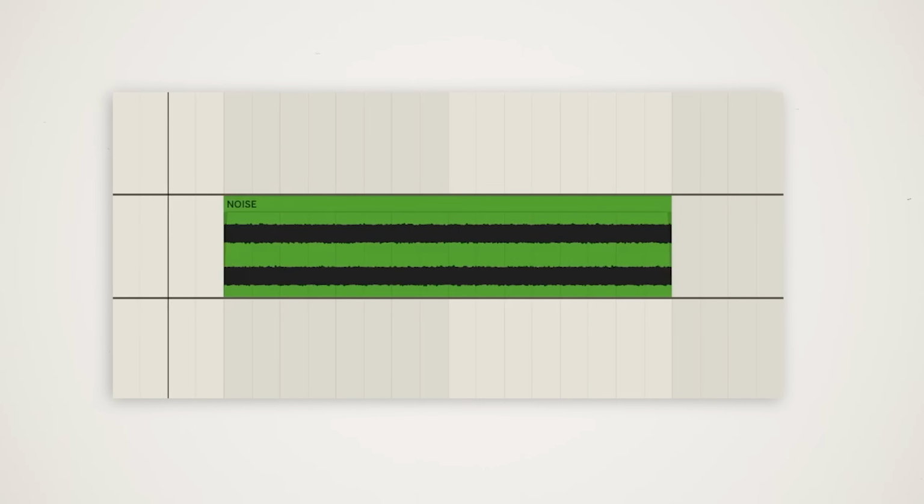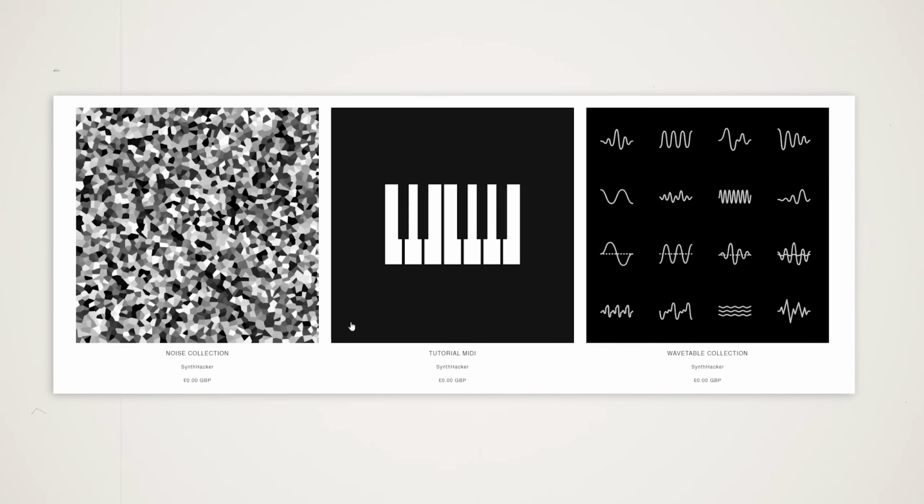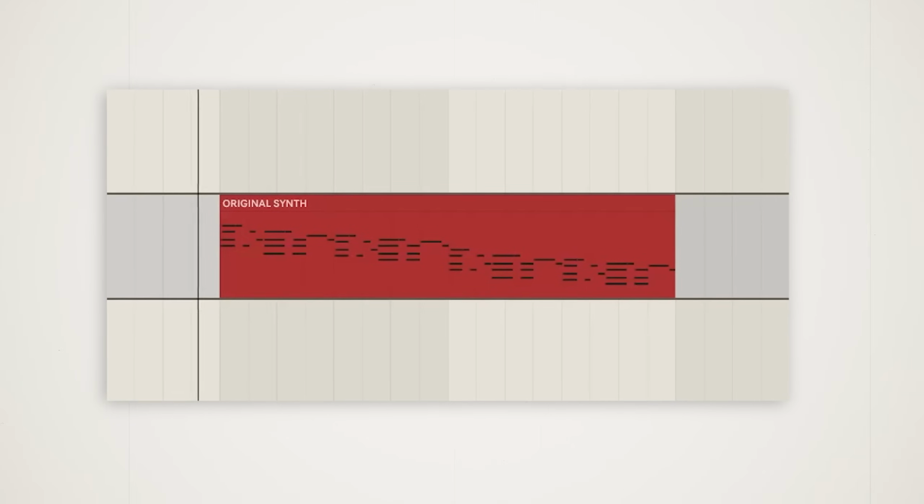Number 3, key tracked noise. So this is one of my personal favorites. Firstly, you need some kind of noise sample. I actually have a free collection of noise samples on my site if you want some interesting ones to play around with. Here we have a descending chord progression.